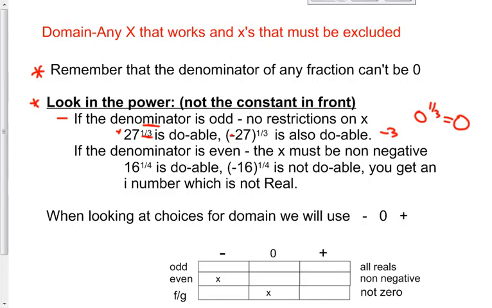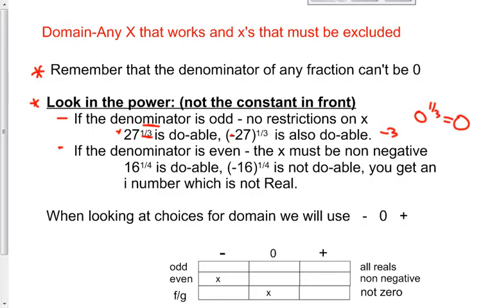So that shows that there are no restrictions on what I put in as my base number when I raise it to an odd power. So every odd power has a domain that's called all real numbers. If your denominator is even, that means the x value you're looking at must be non-negative. It can be 0, it can be positive, but it cannot be negative.